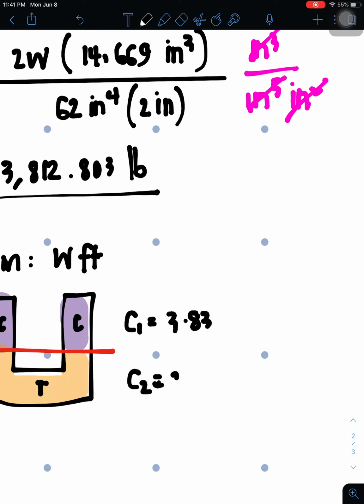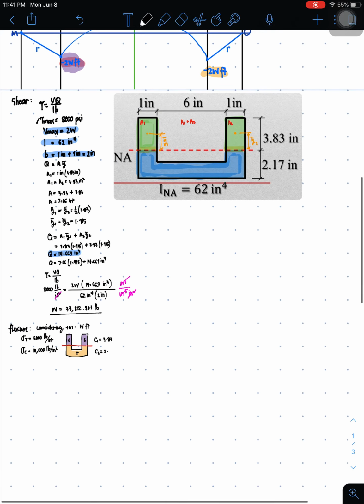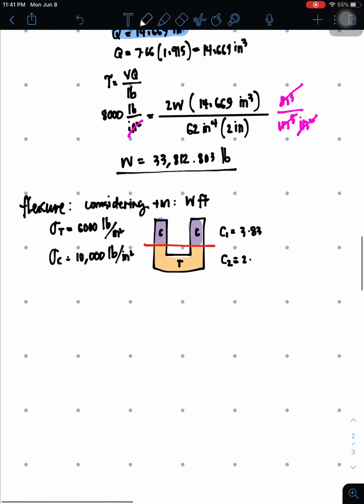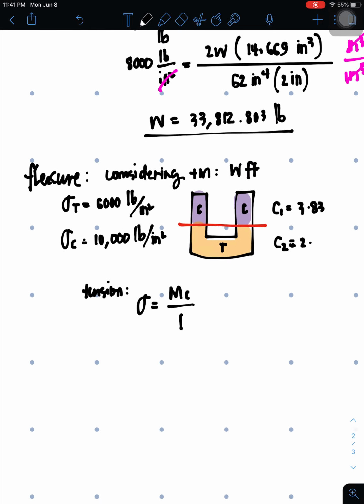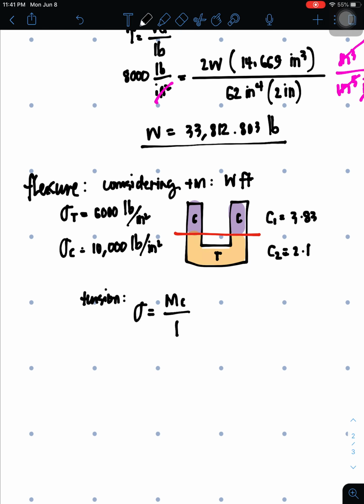3.83, and then the C2 here it's 2.17. Is it 2.17? Okay. So considering positive moment, let's consider first the tension. For the tension, flexure is MC over I. So since we are talking about tension, we will be using this value first, and this one.